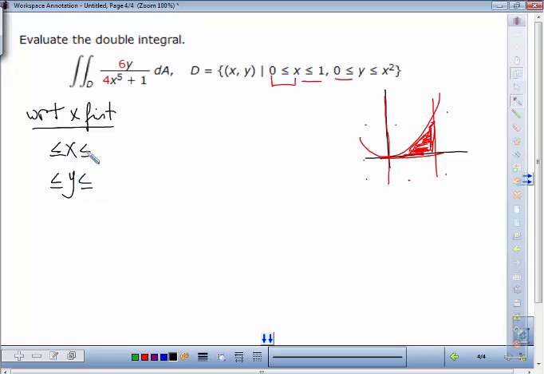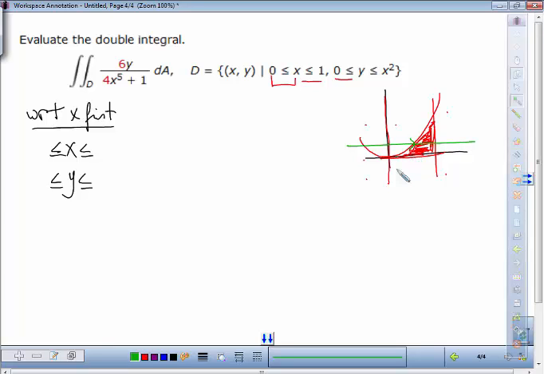So I want to integrate this with respect to x first. Remember the key? Draw a line parallel to that axis that you're integrating to. So x, a line parallel to the x-axis. Figure out when you get into the region and when you get out of that region.